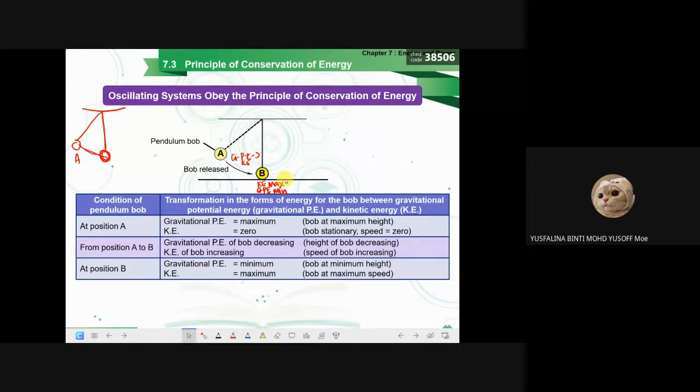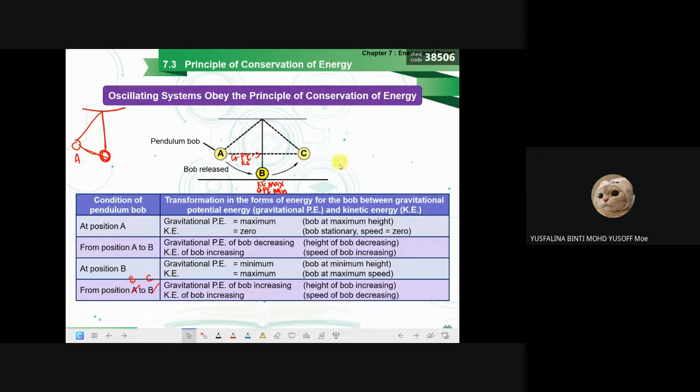After that, when it oscillates, it will go up. So this is not A to B, this is B to C. From B to C, the gravitational potential energy is increasing because the position becomes higher, but the kinetic energy will decrease. Then at point C, the gravitational potential energy again becomes maximum and the kinetic energy becomes 0. Here at C, GPE maximum, KE 0.